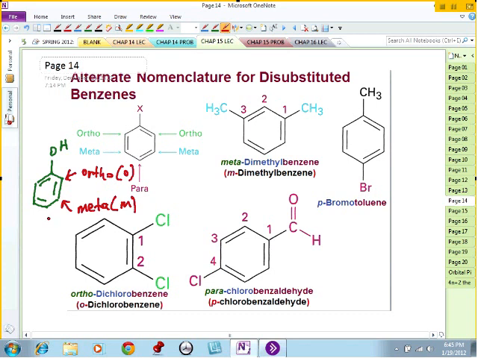And finally, this position here, the number 4 position, what do we call this? The para position, exactly. We call this the para position, and we have the abbreviation P. So if we do that, we could use that designation ortho, meta, para to name a molecule, provided you have no more than 2 substituents on the benzene ring. This only applies when you have only 2 substituents on the benzene ring. You do not use the ortho, meta, para when you have more than 2.